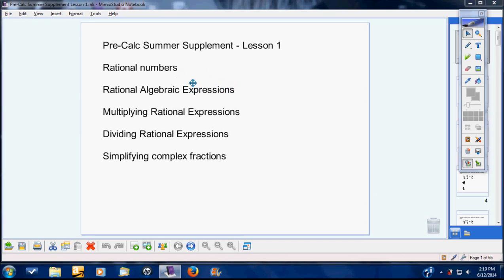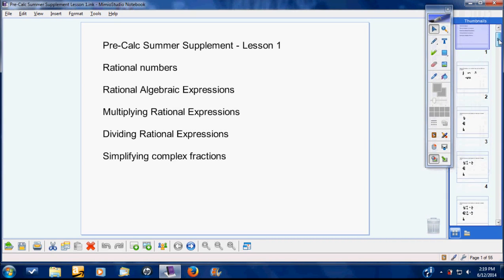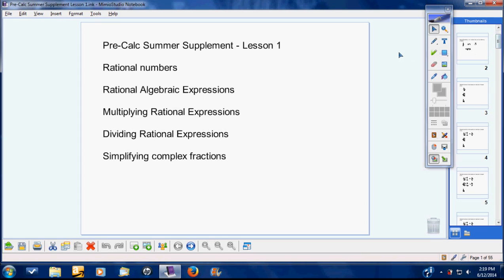Our topics in lesson 1, the things that you'll be able to do, are rational numbers, rational algebraic expressions, multiplying rational expressions, dividing rational expressions, and simplifying complex fractions. We're going to tackle those topics one at a time with examples just to make sure that the things are making sense to you. So let's just start off by reviewing what a rational number is.